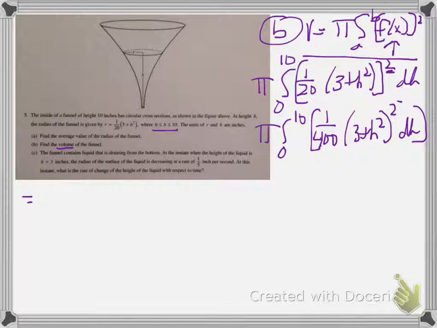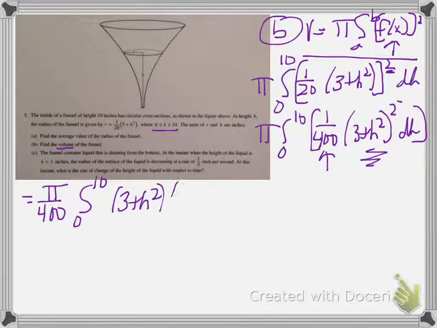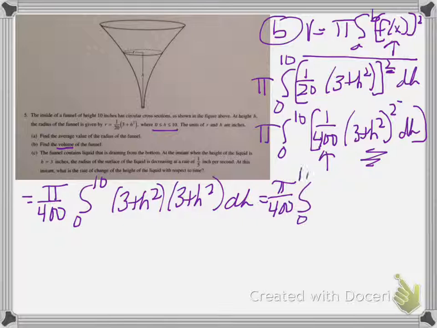Okay. Now, what I'm going to do is pull this 1 over 400 out to the front. So I'm going to get pi over 400, the integral from 0 to 10. And I'm going to expand this. So this is 3 plus h squared times 3 plus h squared. Okay. And I'm just going to multiply this out. When I do, I'm going to get 9 plus 6h squared plus h to the 4th dh.